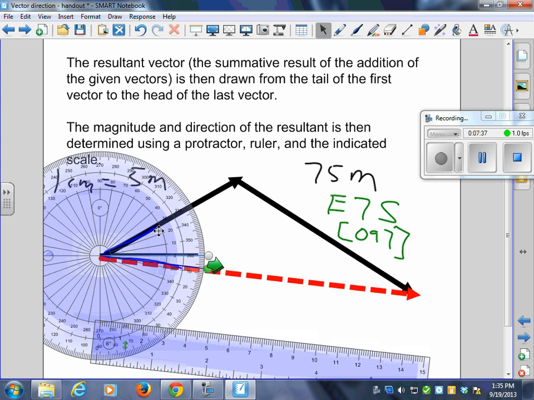It could be north, it could be, could we have drawn the reference line down here, south? I could have said south 83 east, right? That would have been okay?